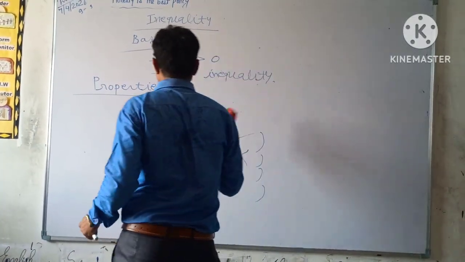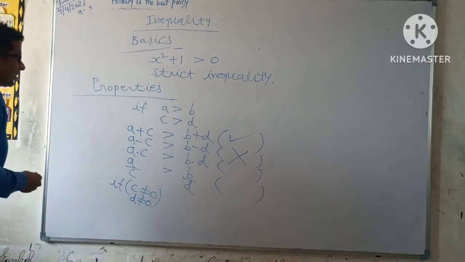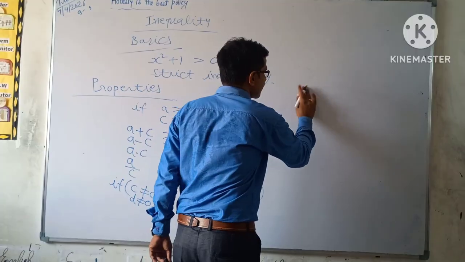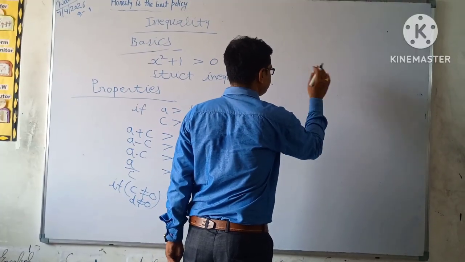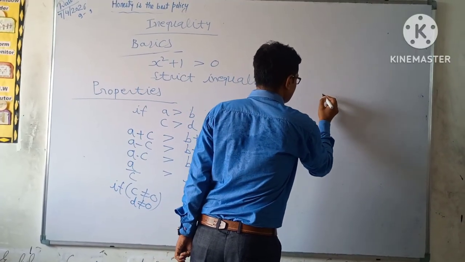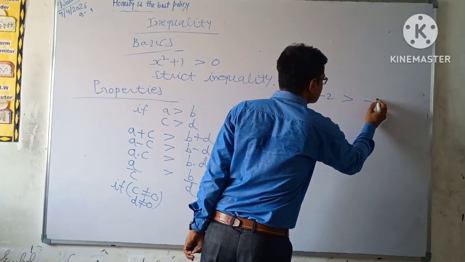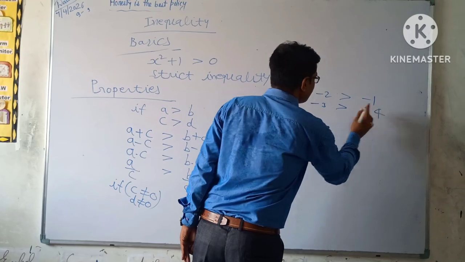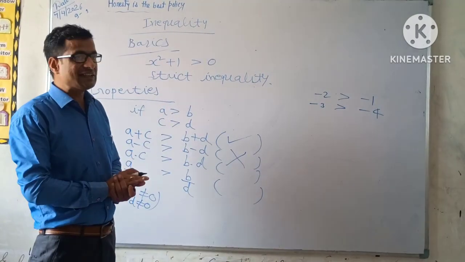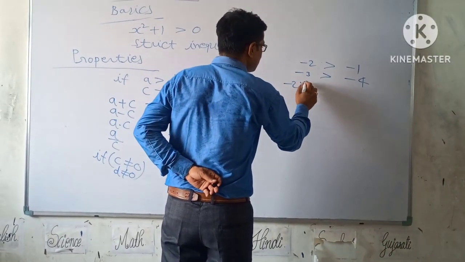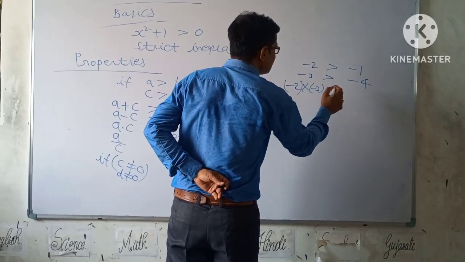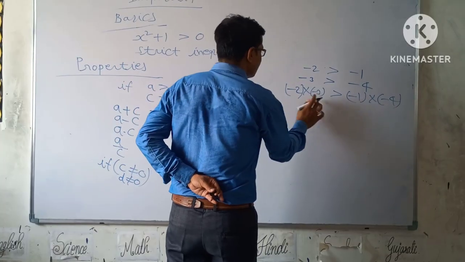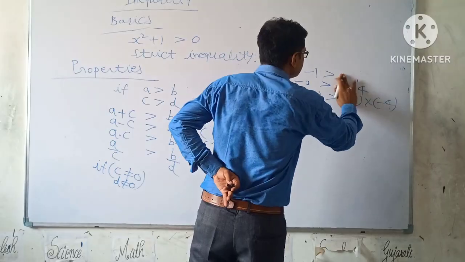If we multiply two such inequalities, then what will we get? For example, if you multiply minus 2 greater than minus 1 and minus 3 greater than minus 4. If we multiply these two inequalities, minus 3 into minus 2, and it is greater than minus 1 into minus 4. So this is 6, 6 greater than 4.